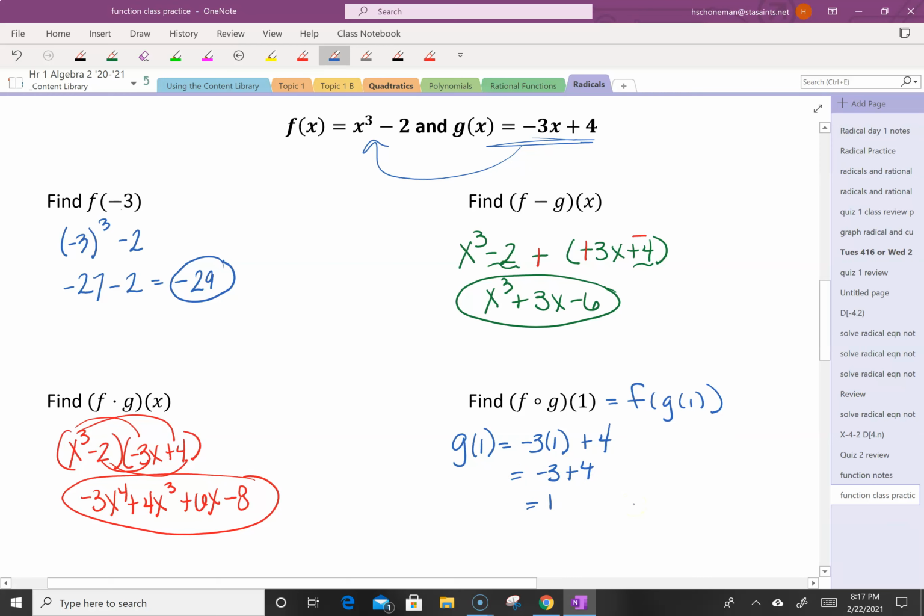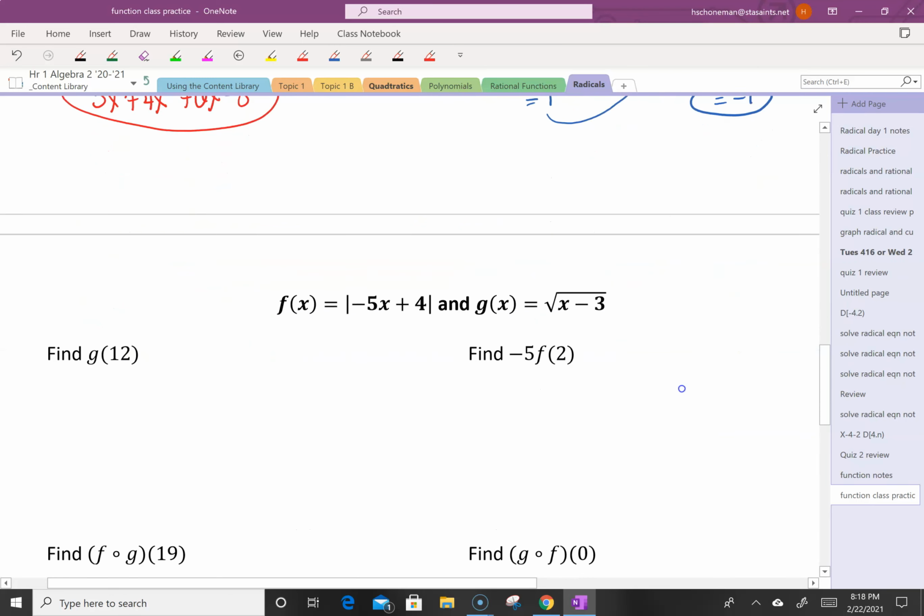Okay? It's not always the same. That's just a mere coincidence. Once I get that value, I'm going to plug that into f. So I have f of 1. So that's 1 cubed minus 2. Well, that's 1 minus 2, which is negative 1. And that's my final answer.